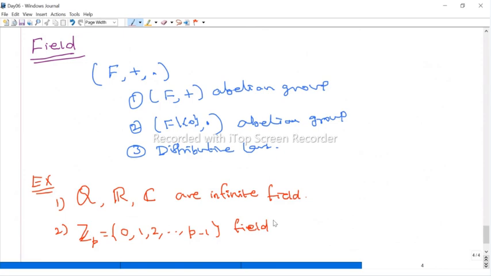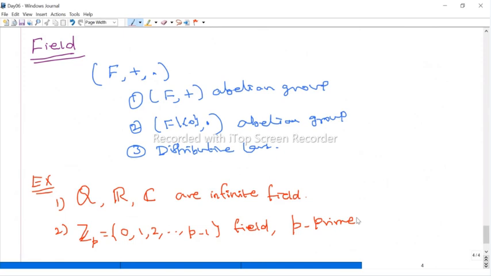In vector space, we mostly use R or C, but you should know other fields also, Q and then Z_P, where P is a prime number, which is very important. So here P is a prime number. If you take a composite number, that is not a field. Okay. Now we have defined all the basic things: group, ring, field.